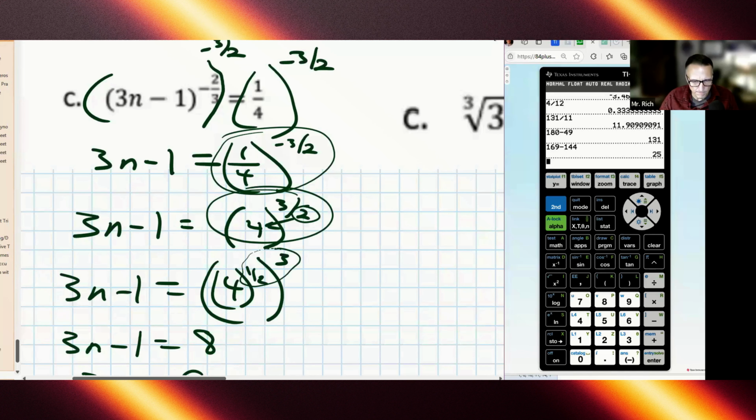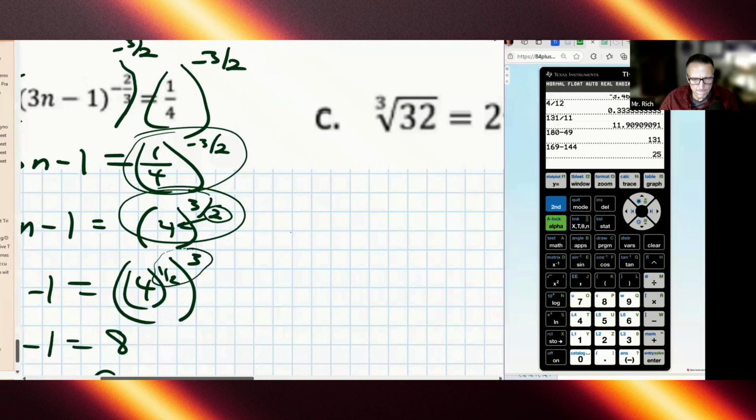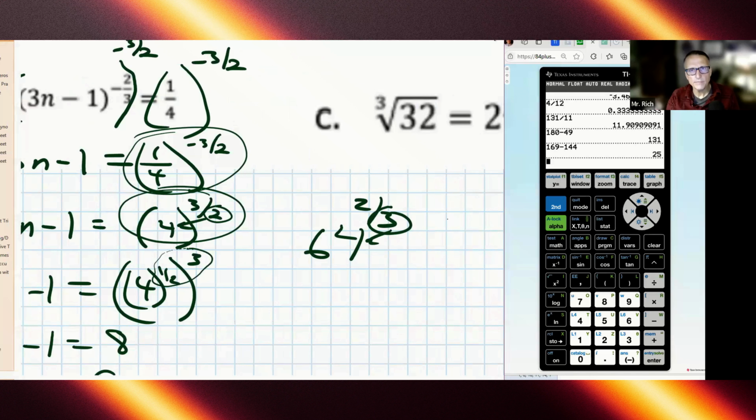Some other examples. 64 to the 2/3 power. Well, I'm going to apply the 3rd root to 64. The 3rd root of 64, hopefully you know this, is the number 4, because 4 to the 3rd is 64. So the 3rd root of 64 is 4. 4 to the 2nd, boom, done, 16.